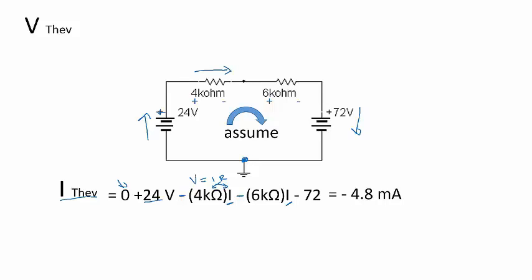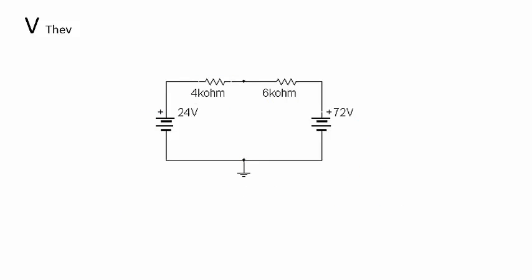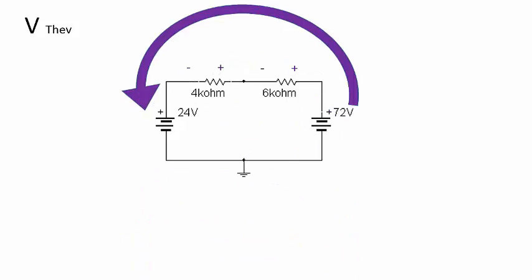Now, some people don't particularly like this method of starting at ground and starting at 0. Sometimes I'll just bring the 0 over here because I like to have a number on the other side of my loop equation rather than solving for zero, but that's just a matter of taste. What you'll notice, though, is that what you end up getting for current is a negative milliamps. That would mean that our assumption of clockwise was incorrect. So what we now have to do is assume correctly, which is counterclockwise.